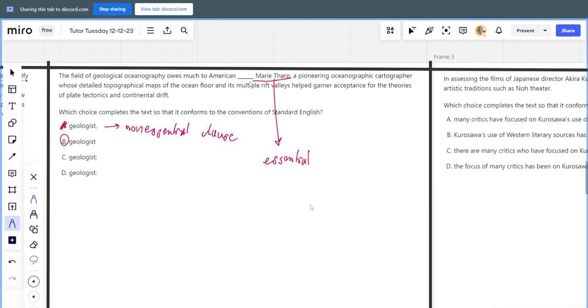We don't really want any punctuation between her title and her name. American geologist Marie Tharp. C also doesn't work. The semicolon acts as a full stop, and it doesn't make sense to put a period there. And D, that just doesn't really make sense either. Putting the colon there kind of unnecessarily sets apart the flow of the sentence. Really, we want a colon when we're trying to emphasize something, but we're just explaining further about who this person is.